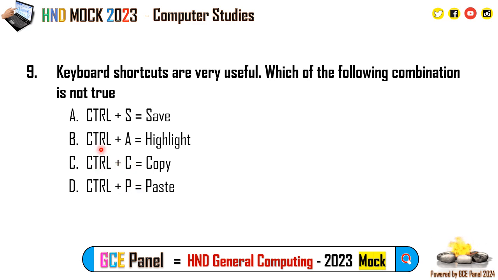Ctrl C is copy, Ctrl A is highlight, Ctrl S is save, but Ctrl V is paste, not Ctrl P. Ctrl P is instead print. Ctrl P is print, Ctrl V is paste. Next question.